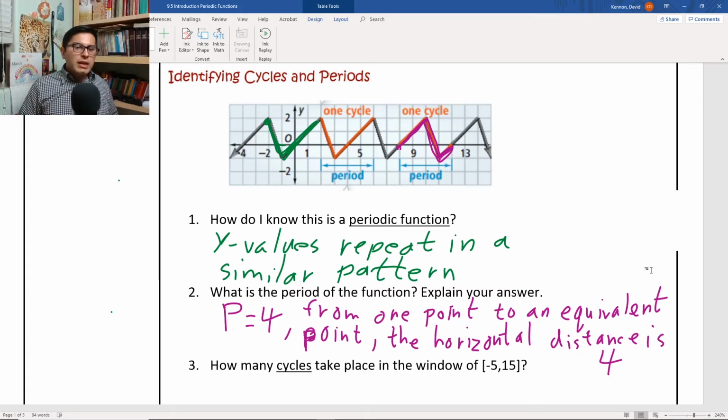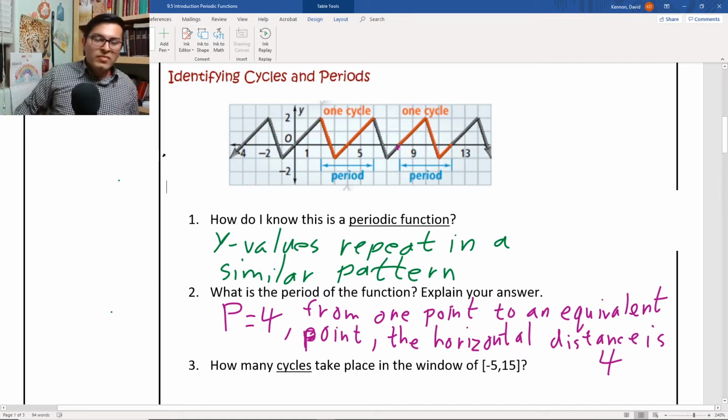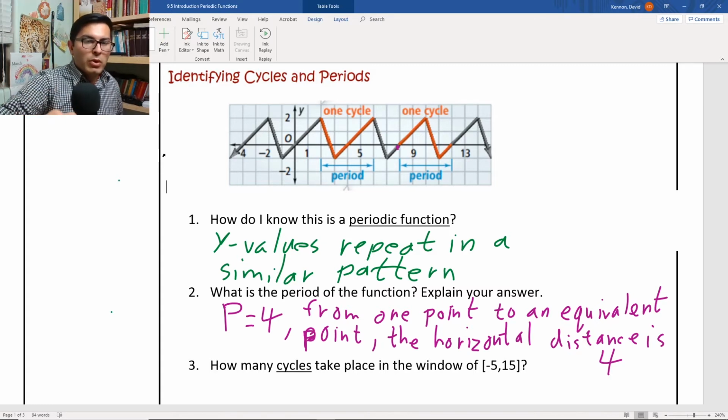Now, how many cycles take place in the window from -5 to 15? So first of all, we want to identify where -5 is and where 15 is. Now for this part, I want to delete all of my markings and I'm going to make new markings. -5. First we have to identify where -5 is. This looks like -5 because -4 is directly to the right. So -5.